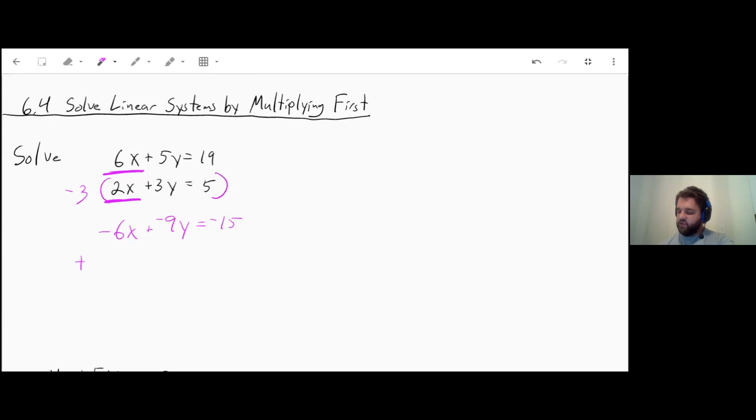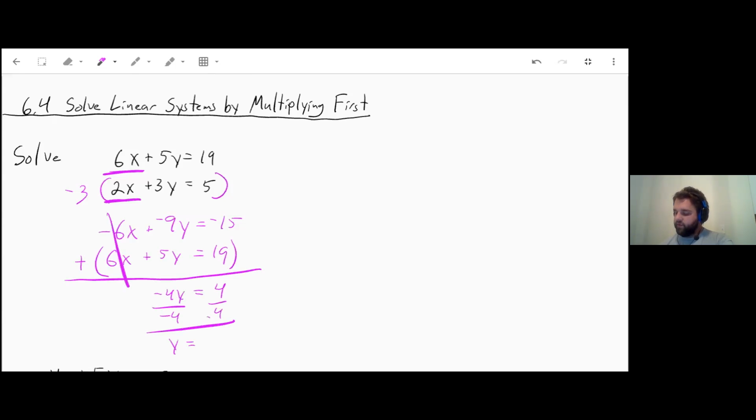Now we can then add to that first equation of 6x plus 5y equals 19. And now we can add these together. So our x's will cancel. Our -9y plus 5y will give us a -4y. And -15 plus 19 will give us a +4. Well, now to get y by itself, we can divide both sides by -4. And we'll come out with y equals -1.